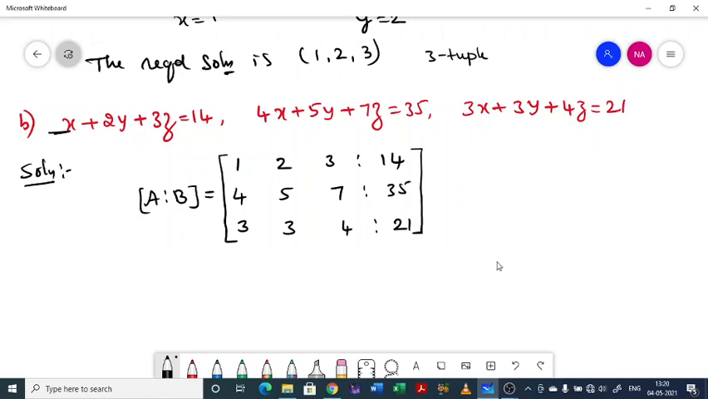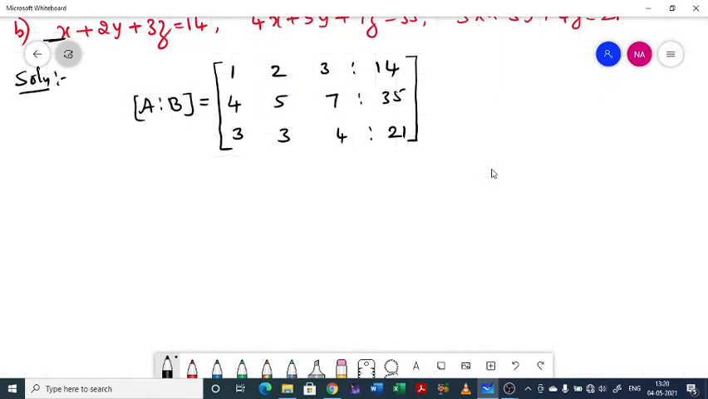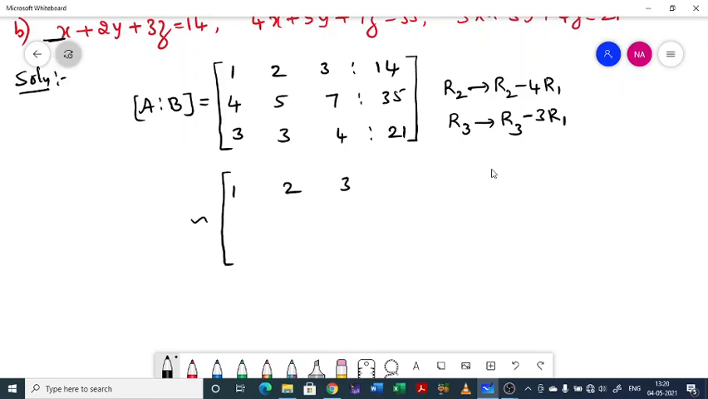Now I have to make these two entries 0, right? Change R2 to R2 minus 4R1 and change R3 to R3 minus 3R1. So this will be equivalent to 1 2 3 colon 14.